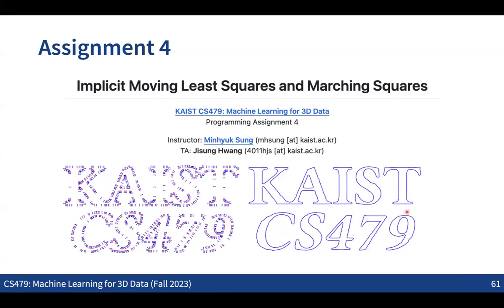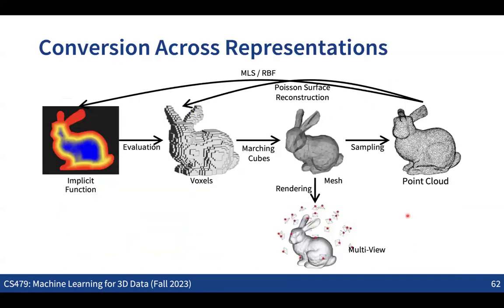Okay. And this basically concludes our discussion on how we do the conversions across the representations. Now we can see that the point cloud can be converted into an implicit function using either moving least squares or regular basis functions, or we can directly convert a point cloud into voxels using Poisson surface reconstruction. And once you have the implicit function or the voxels, then this can be converted into a mesh using marching cubes, right? These are not the only techniques for conversion, but they are representative techniques that are widely used.